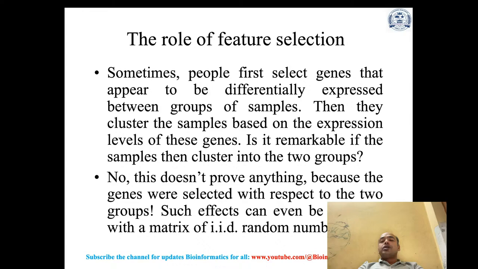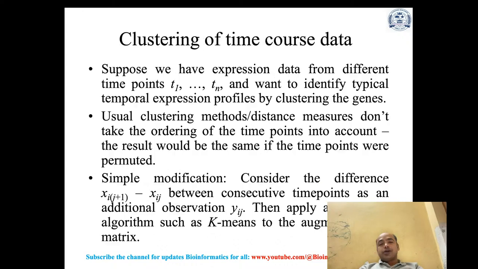Some people first select genes that appear to be differentially expressed between the groups of samples. Then they cluster the samples based on the expression levels of these genes. Is it remarkable if the samples then cluster into two groups? Now, this does not prove anything. Because the genes were selected with respect to the two groups, such effects can even be obtained with a matrix of IID random numbers.